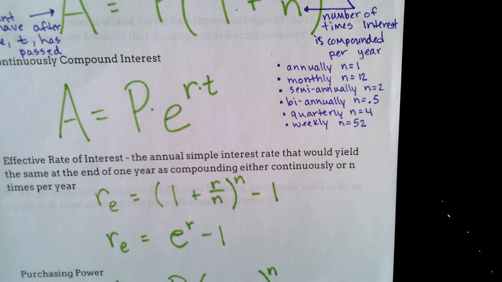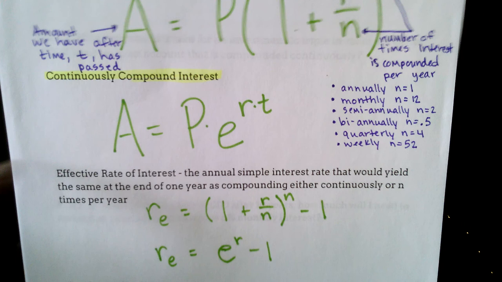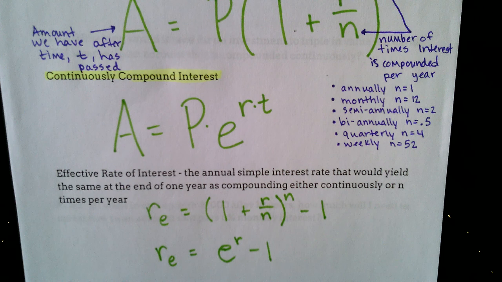Continuously compound interest. So that is interest that is not compounded a certain number of times per year. It's compounded all the time. Like it's always adding up. It's like if I were to take my money out of the account at 2 o'clock on a Tuesday, I would have a different amount of money than I would if I take my money out at 8 a.m. on a Tuesday.